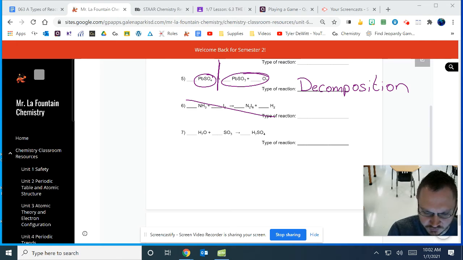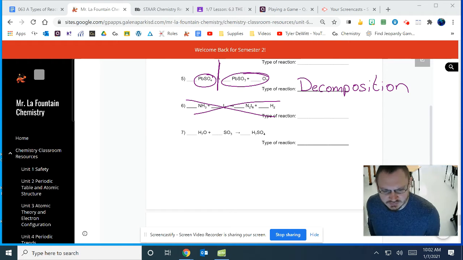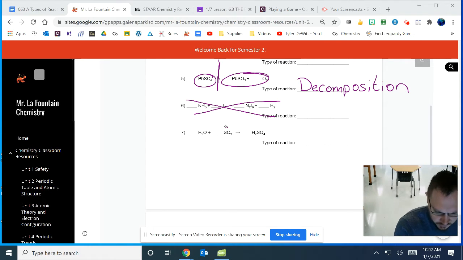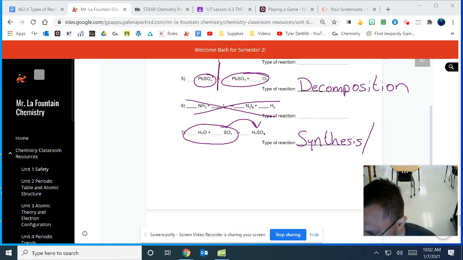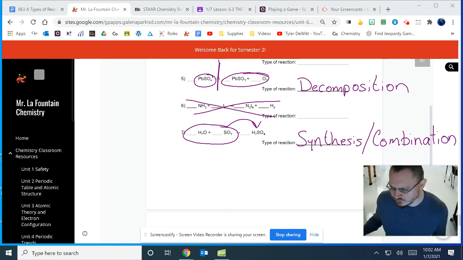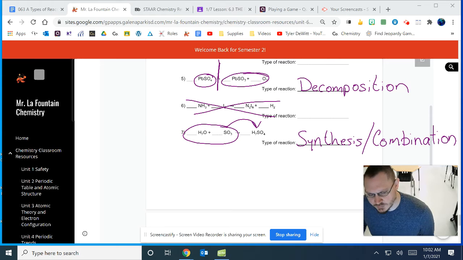I'm going to skip this one for now. And then number 7 here, we see two things becoming one thing. So if I'm putting it together, this is going to be a synthesis. Or depending on who you ask, they also might call this a combination reaction. So this is the same thing, a synthesis or combination reaction. All right, you can call it either one. You might see it either way.